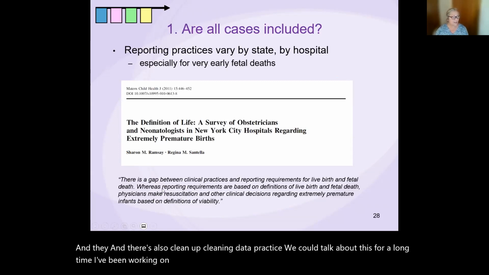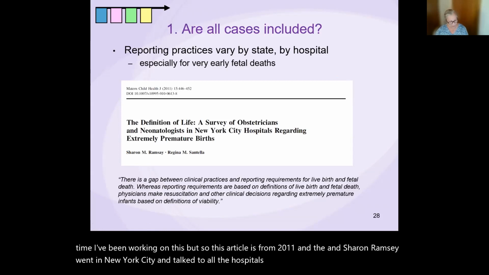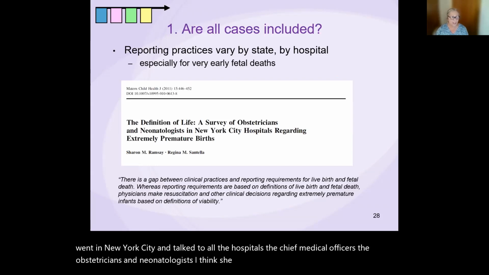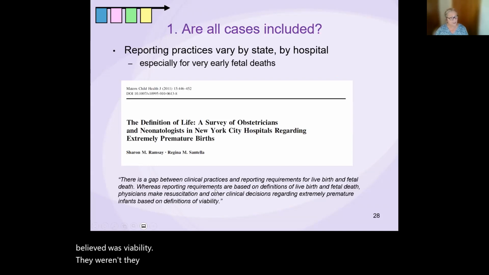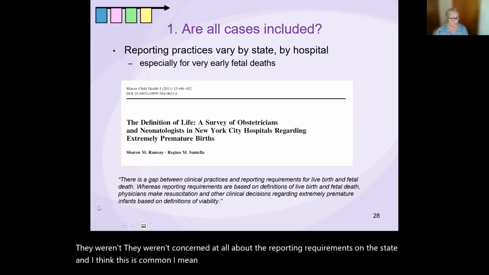So this article is from 2011, and Sharon Ramsey went in New York City and talked to all the hospitals, the chief medical officers, the obstetricians, the neonatologists. I think she interviewed several people in each of the 41 birthing hospitals in New York, and found that they were just reporting based on what they believed was viability. They weren't concerned at all about the reporting requirements of the state. And I think this is common. The clinical decisions are so important for the doctors that this sort of administrative stuff, reporting, is just not at the top of their list.